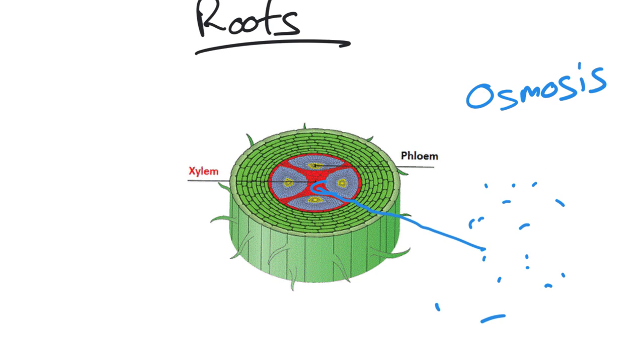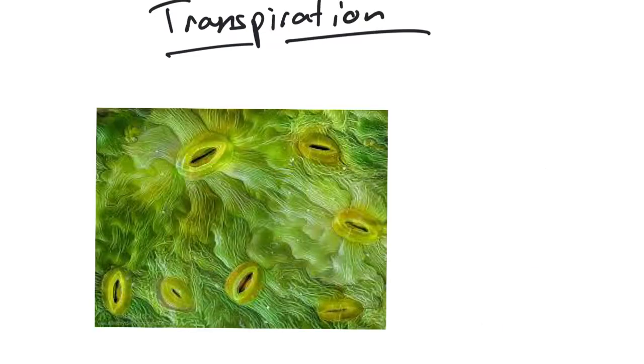Once it's reached the middle of the root into that xylem vessel, it will then be transported up through the stem into the leaves of the plant. You need to remember the leaves of the plant are photosynthesizing, so there'll be lots of sugars and a high concentration of sugars, and therefore a low water concentration overall. So water can go via osmosis from the roots into the stem, into the leaves. So the plant relies on transpiration and a transpiration stream to get water from the roots to the leaves.